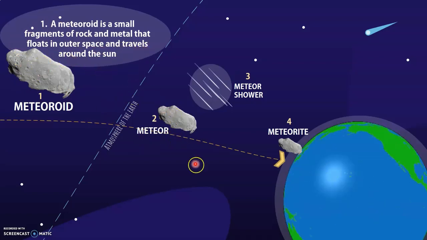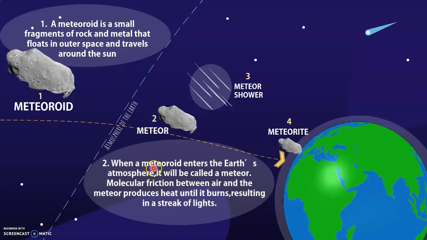The second one is meteor. When a meteoroid enters the Earth's atmosphere, it will be called a meteor. Molecular friction between the air and the meteor produces heat until it burns, resulting in a streak of light. So when this meteoroid, which is the fragment of rock that travels around the Sun, enters the atmosphere of the Earth, they will be called a meteor. Imagine that this is the atmosphere of the Earth.